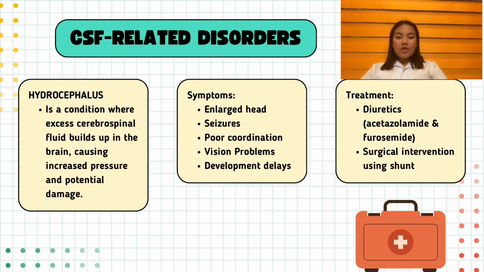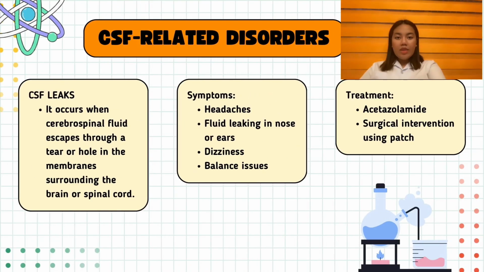Next, we have the surgical intervention, in which we will use a shunt. A shunt ay isang hollow tube that is surgically placed in the brain to help drain cerebrospinal fluid and redirect it to another location in the body, such as abdomen, where it can be reabsorbed. The next in CSF related disorder is CSF leaks.